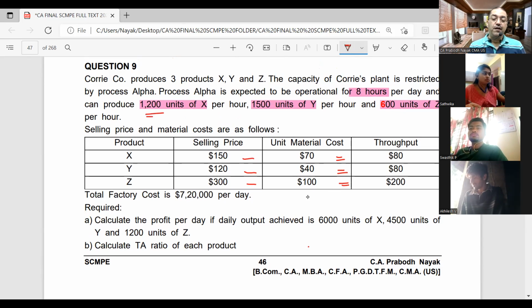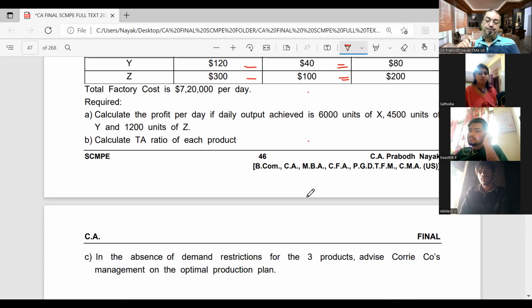So 1200 units of X can be produced. So 80 into 1200. For Y it is 80 into 1500, and for Z it is 200 into 600 per hour. We require per hour contribution. We don't require per unit. So contribution or throughput per hour divided by bottleneck activity hours. So I will get that first. That is return per factory hour. Then the cost per factory hour. They have given me the cost. What is the cost?